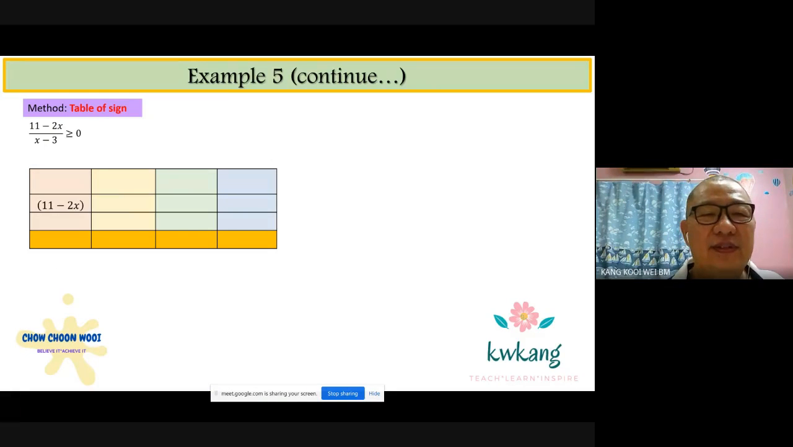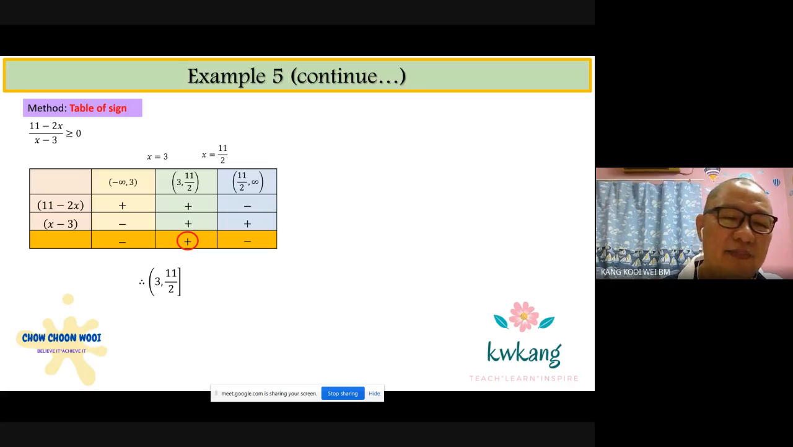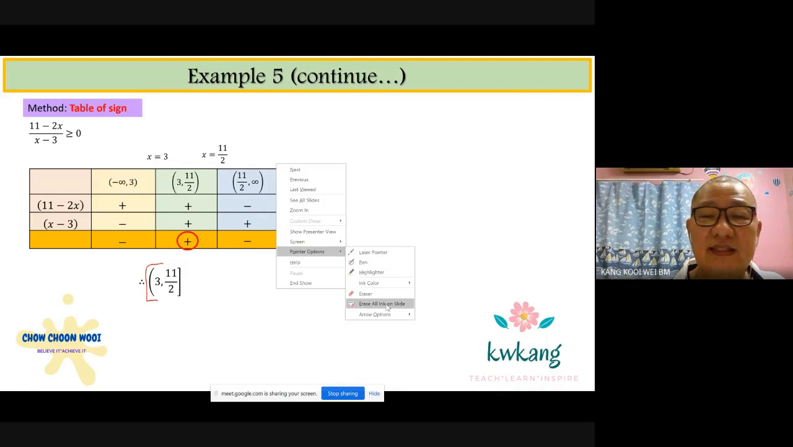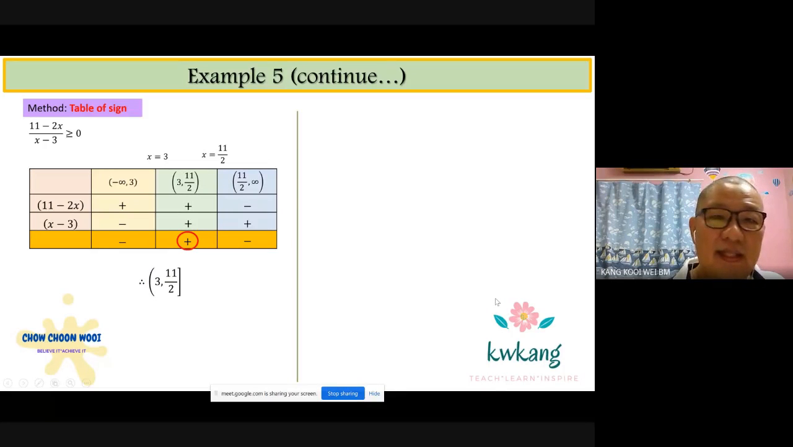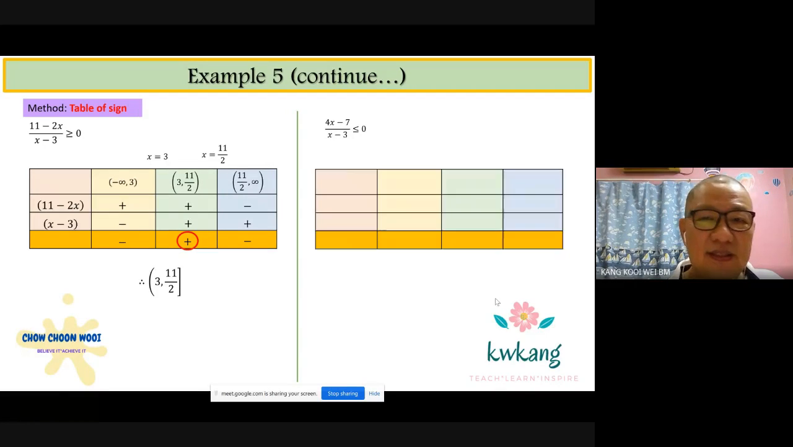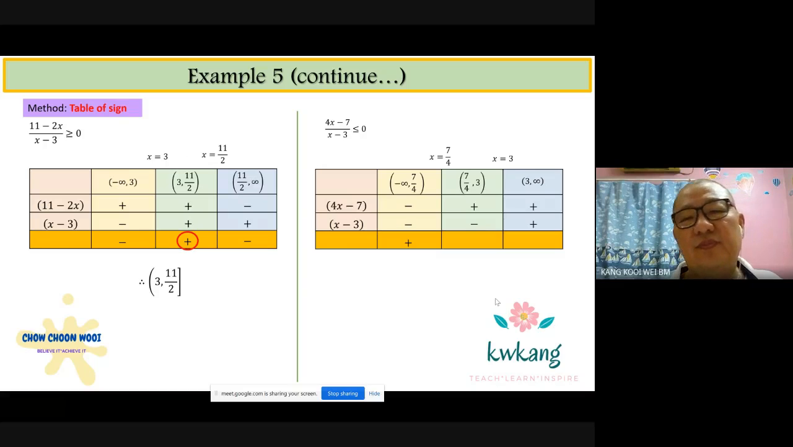So this one, we need to construct table of sign for this one. Then we get the answer for this part is from 3 to 11 over 2. Okay, kenapa sini bukan close interval? Sebab x minus 3, x tak boleh sama dengan 3. Dapat? Then the other side, 4x minus 7 over x minus 3 less than or equals to 0. So this one, we need to construct table of sign as well. Okay. Is it okay?